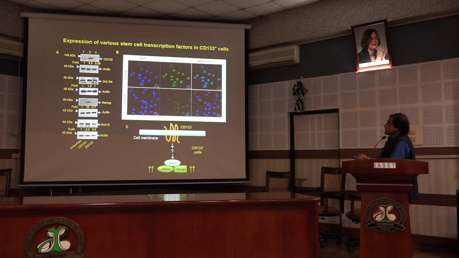First he checked what are the stem cell specific transcription factors they express in CD133 positive cancer stem cells. As you can see in the left middle panel, the CD133 positive cells express more OCT4, which is a transcription factor, cancer stem cell specific, NANOG, SOX10. This has been proved by immunofluorescence and confocal, panel B.